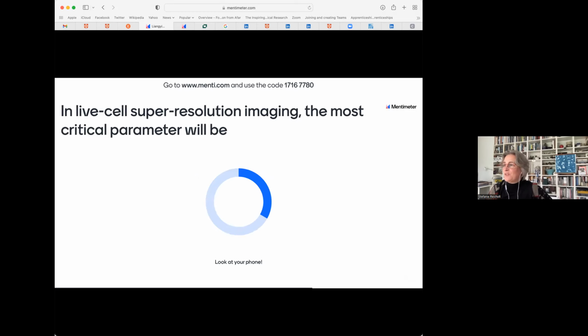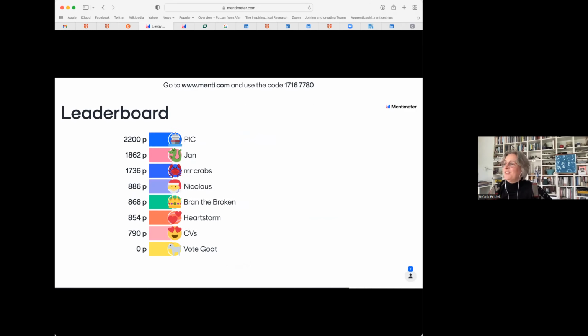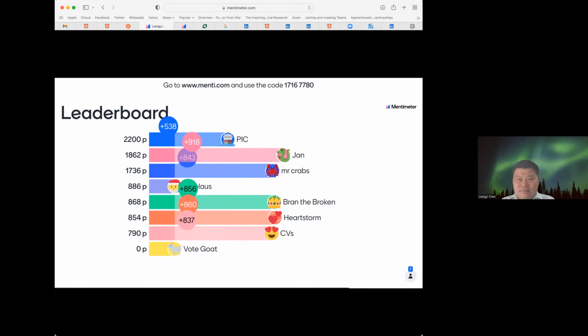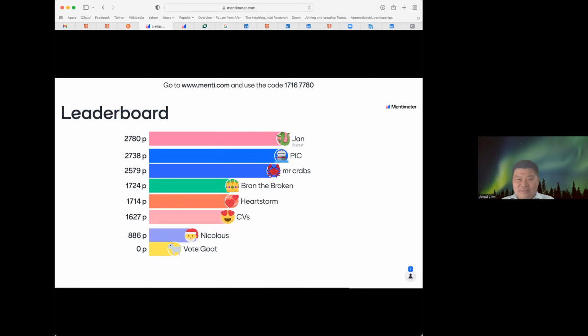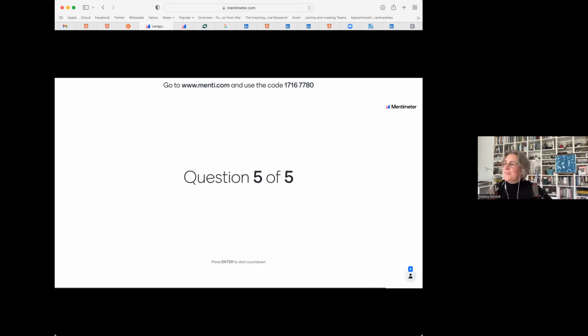In live cell super resolution imaging, the most critical parameter will be the spatial resolution, the temporal resolution, or the matching between the 2. And you saw some fantastic images actually in super resolution live cell imaging. You've done amazing in the presentation. I think we were very spoiled because that's extremely difficult. Again, most people got the answer right. And Jan is moving forward again. Brilliant, really nice. Okay, one more.